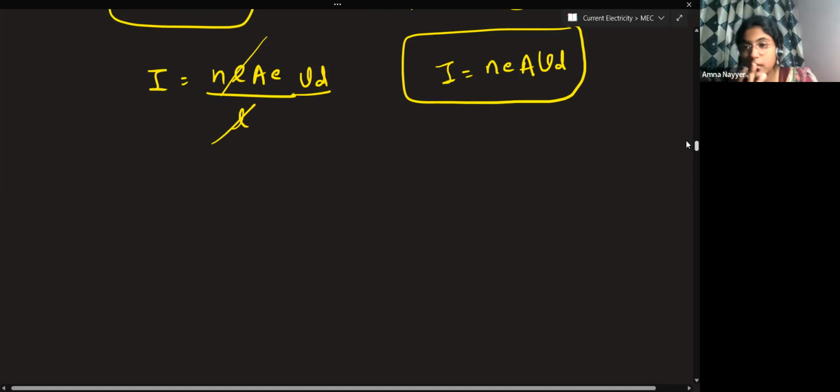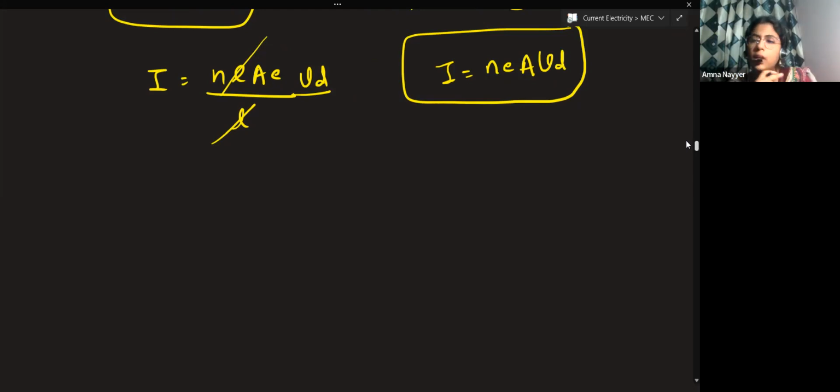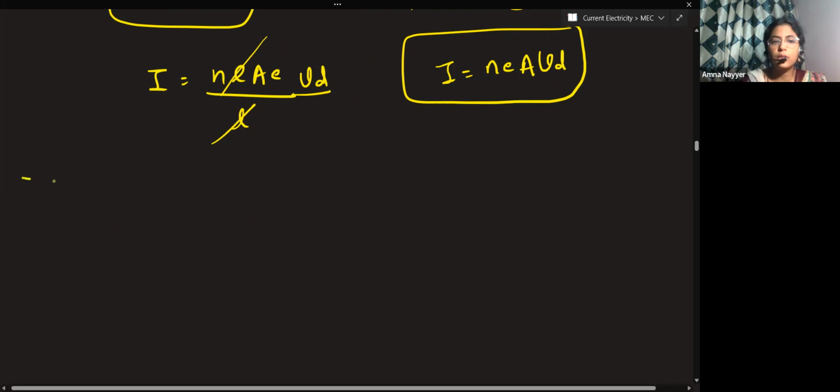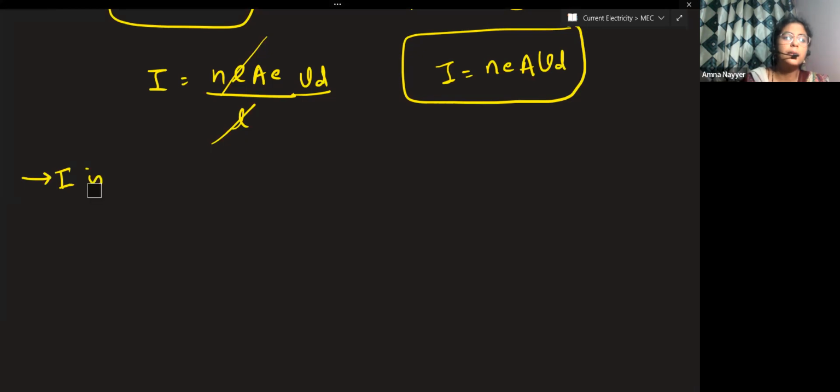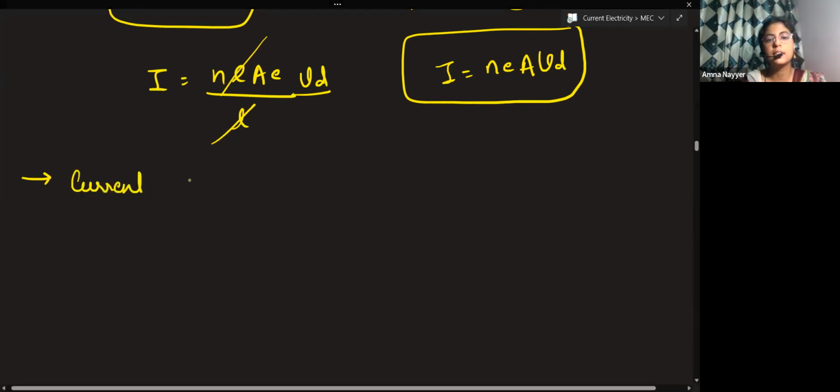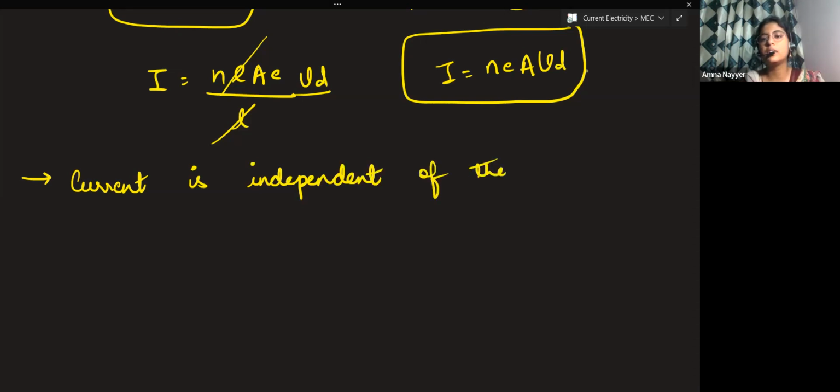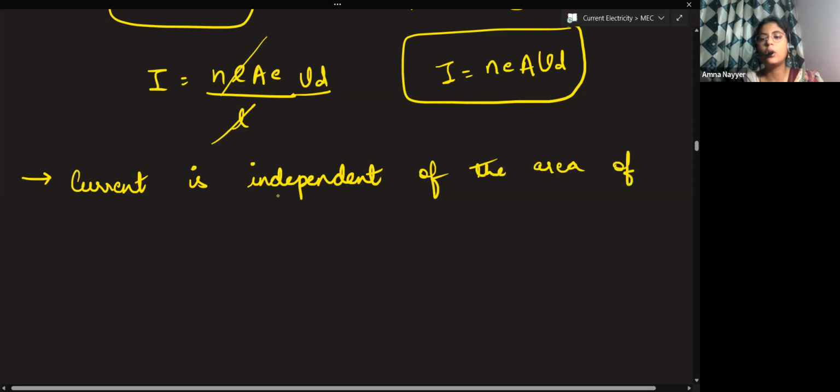See, it looks here that current is directly proportional to the area, but current is independent of the area of cross section. Let me write: current is independent of the area of cross section.